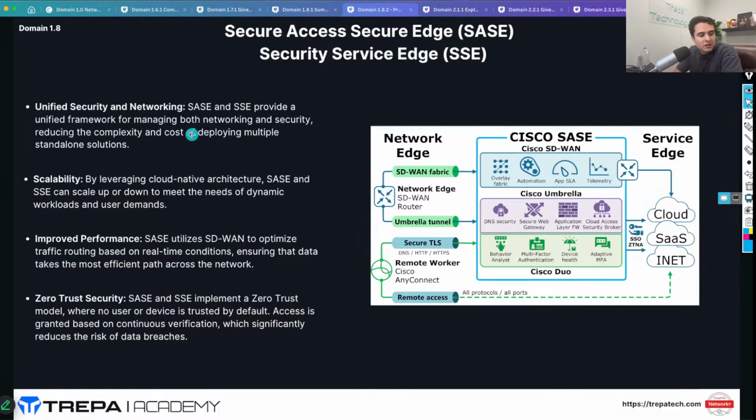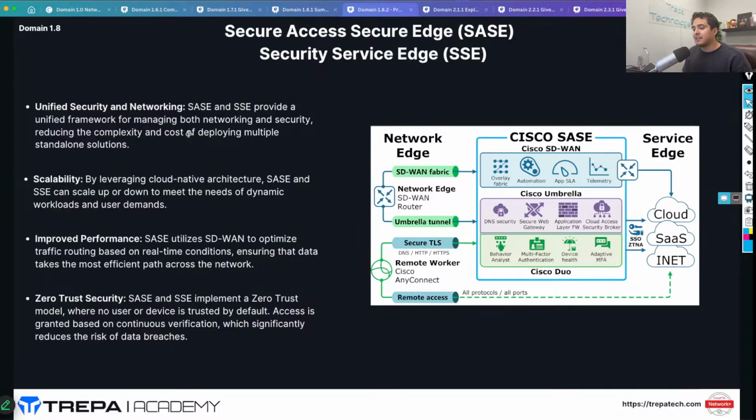Okay, so some things that it gives you, this is what's on the objectives, these notes, so we're going to go over them. Unified security and networking. So SASE and SSE provide a unified framework for managing both networking and security, reducing the complexity and cost of deploying multiple standalone solutions. So remember, this is an enterprise solution. So this will incorporate your spokes, so your main campus.